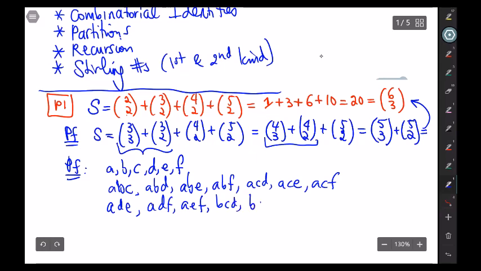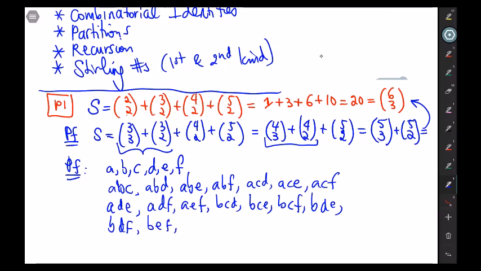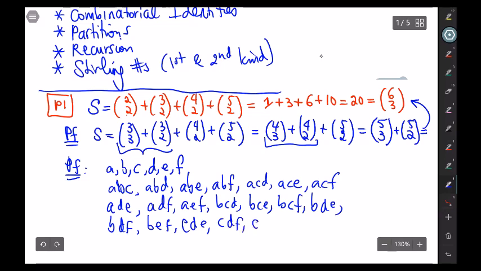BCD, BCE, BCF, BDE, BDF and BEF. I'm trying to be as organized as possible. Do you guys see that? I think I'm done with the ones which start with a B. And then CDE, CDF, CEF. What's remaining? DEF, yes, thank you. Are we done? Yeah, it seems.